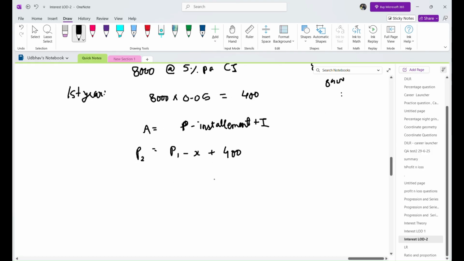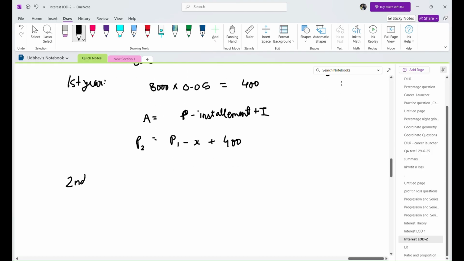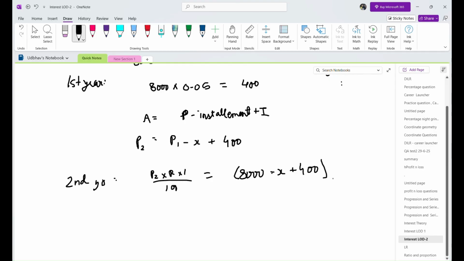Okay, so for the second year, now what will be the interest? P2 into R into 1 upon 100. That will be P1, and P1 is just 8,000. So (8,000 minus x plus 400) into 0.05, that is 8,400 into 0.05, which is 420 rupees.